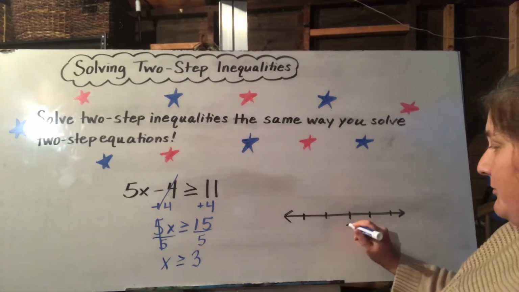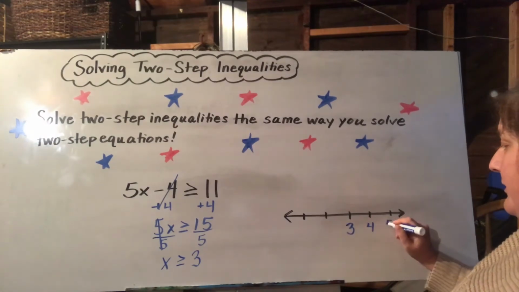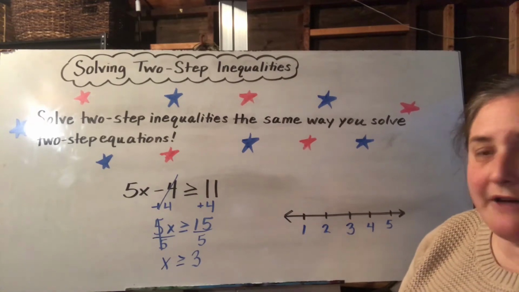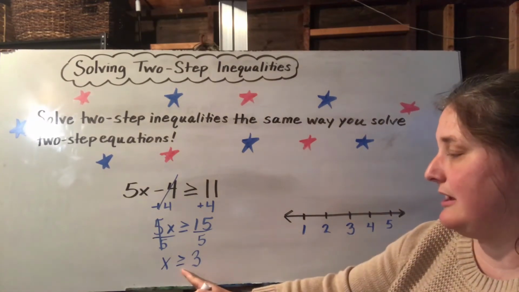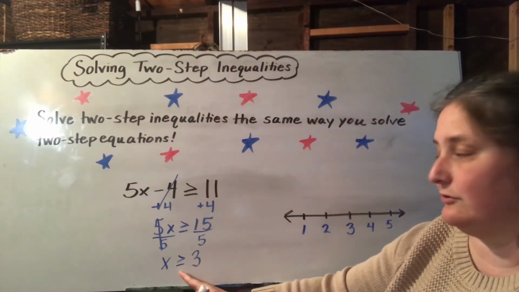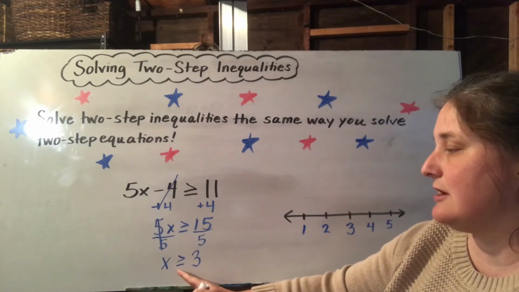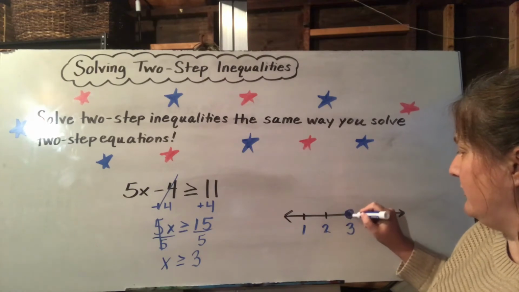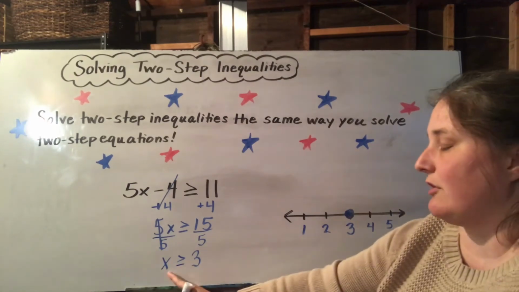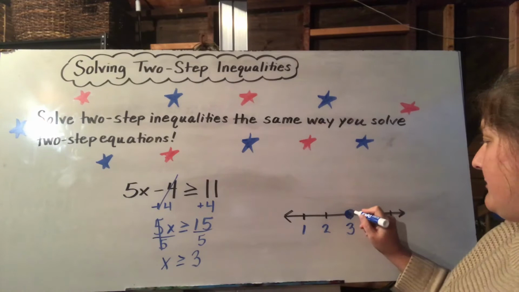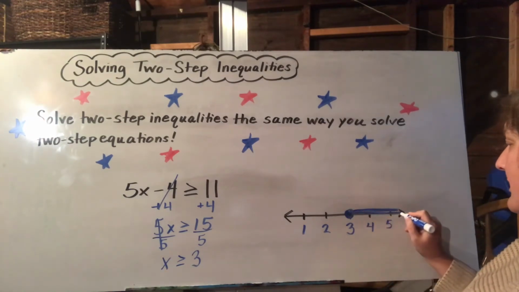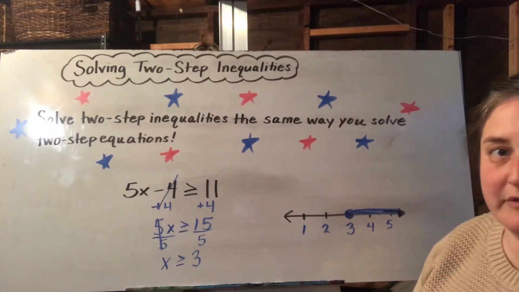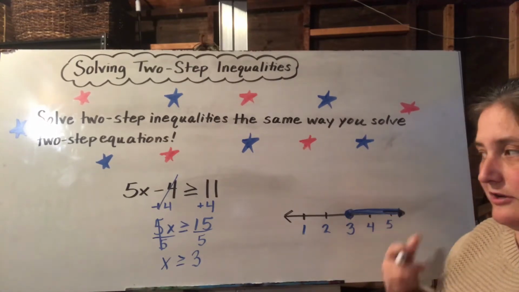So 3 is the most important number to put on my number line, but I'm going to put a few that are after and a few before 3. And when I graph this, I'm going to put a closed circle at 3 because 3 can be a solution. 3 can be equal to 3. So I get a closed circle. My solutions are also greater than 3. So I'm going to highlight going this direction. Make sure you even highlight the arrow to show that the solutions continue on and on in this direction.